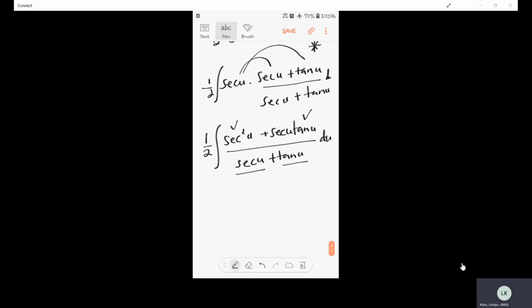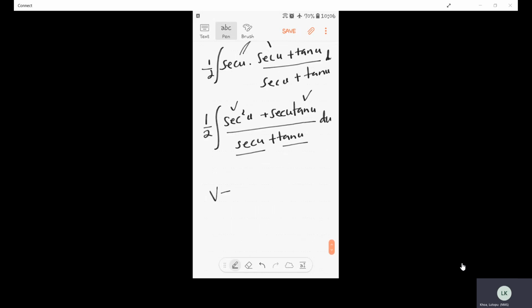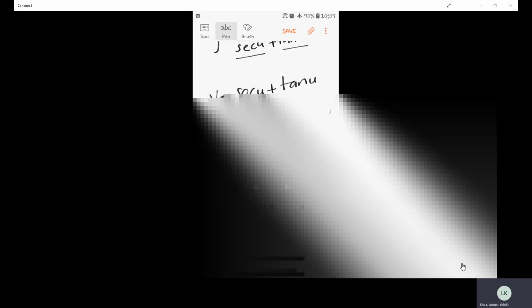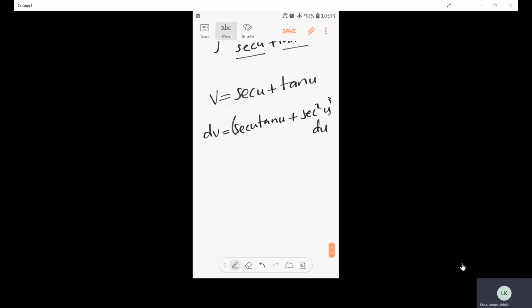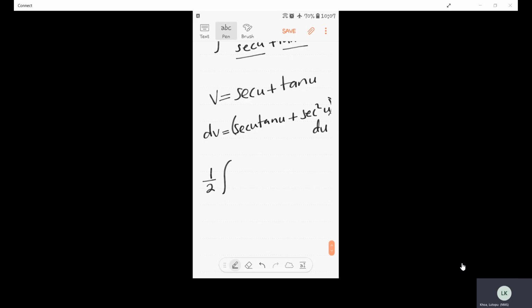And now that it is in this form, I will say v now. So it's like a double substitution. Let v equal to sec u plus tan u, then dv is equal to sec u tan u plus sec squared u, and this is all multiplied by du. This is just my numerator, that is the numerator as it is. So what I am actually integrating is just half the integral of 1 over v dv.